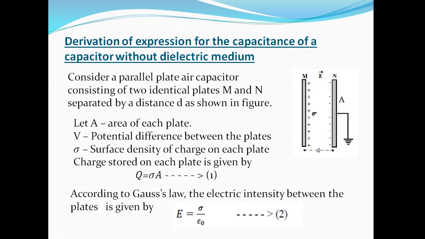See, here we are going to derive the expression for the capacitance C of a capacitor without dielectric medium. Means, see, this is a parallel plate capacitor. Here, the medium between the two plates is filled with air, that is, without dielectric medium. Air or vacuum is there in between the two plates. That is what a capacitor without dielectric medium means.